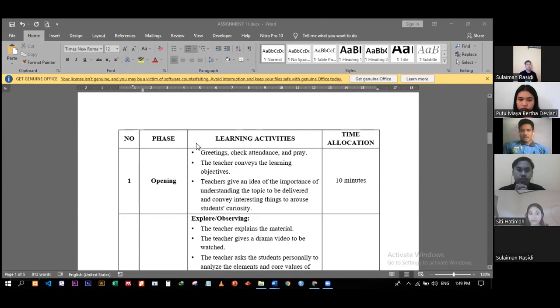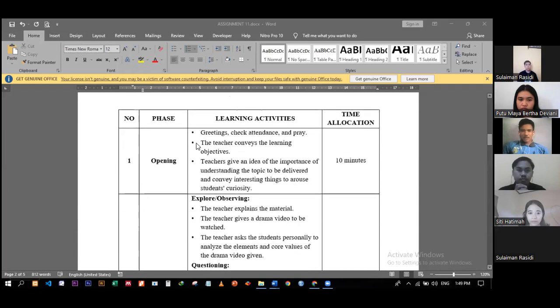And next is our learning activities. This part will be presented by my partner, Siti. So for Siti, now the time is yours. Well, thank you so much for the time, Waisha.